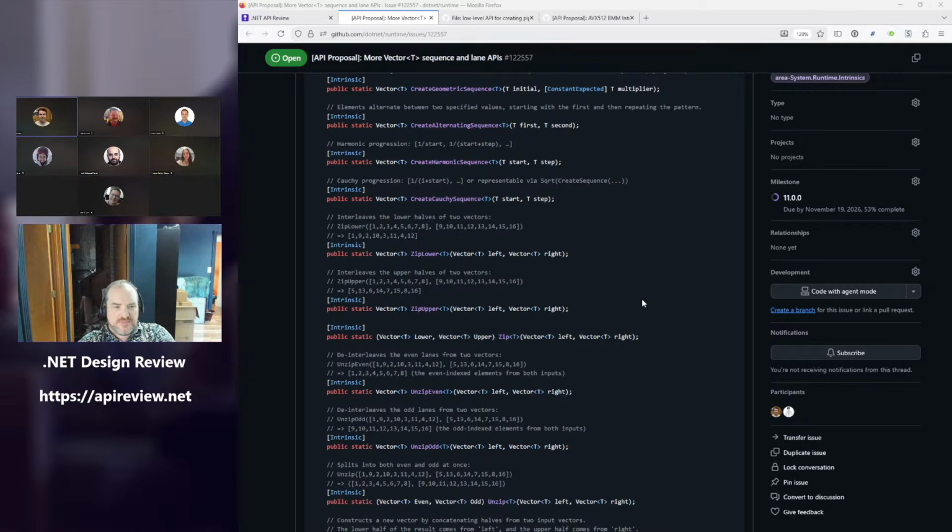And upper does the same thing, but starting halfway through the vector. And so both of them together give you the two new vectors that have been interleaved. And then unzip is the inverse operation of zip. Given left and right, it will give you back the ordered sequence of 1 through 8 and 9 through 16.